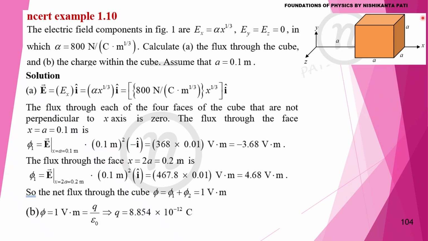The flux through the right face is here the electric field dot the right area vector. The right area vector is directed this way. The flux through each of the remaining four faces is 0. So the total flux is this plus this. Total flux is enclosed charge by epsilon 0. Then we can find the enclosed charge.